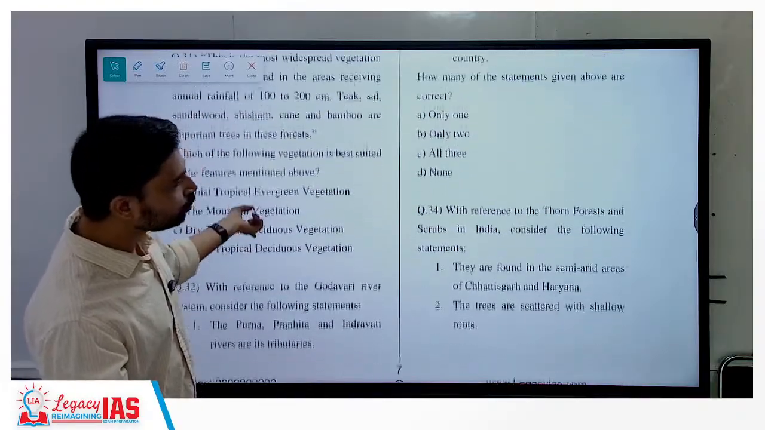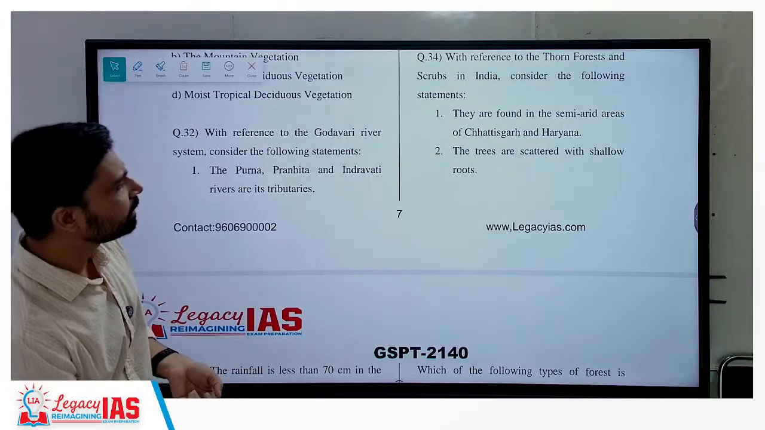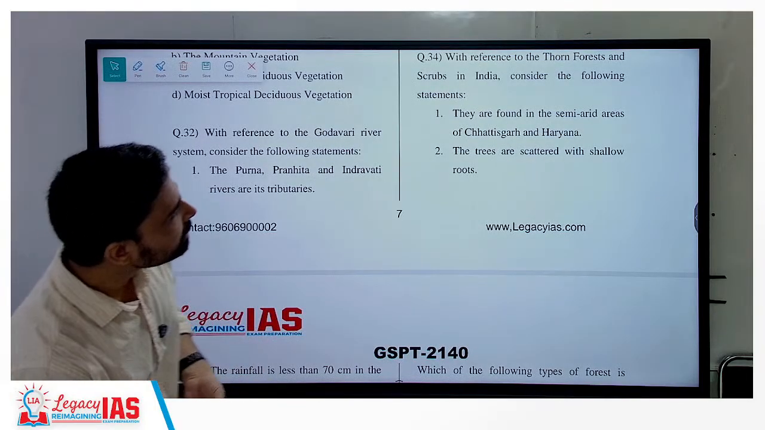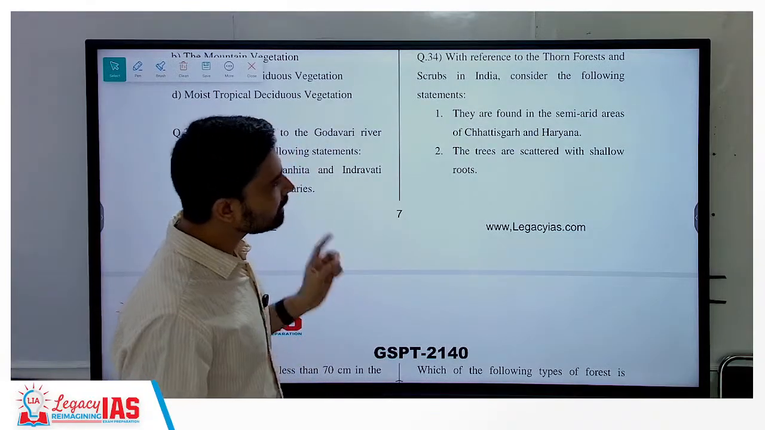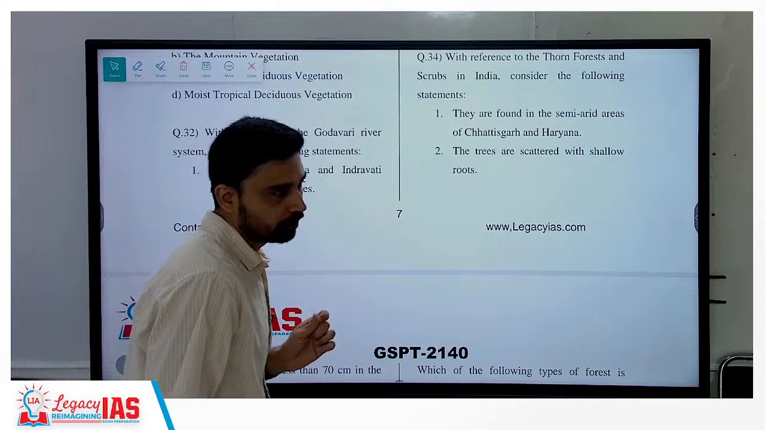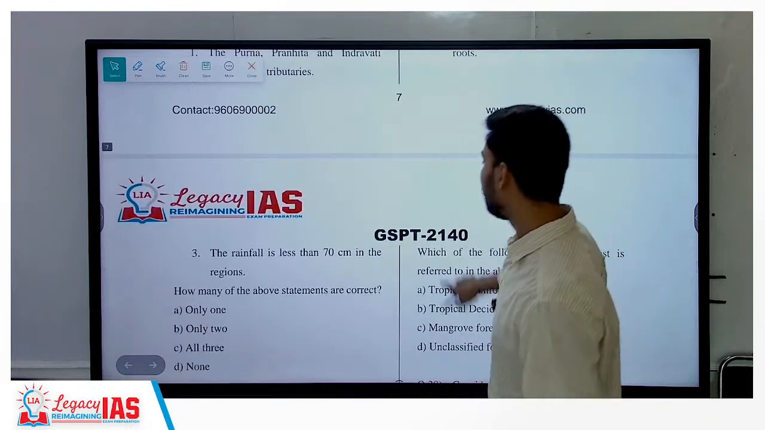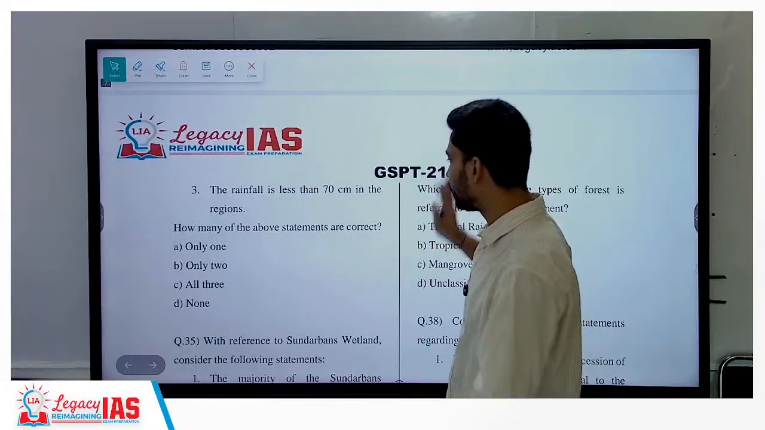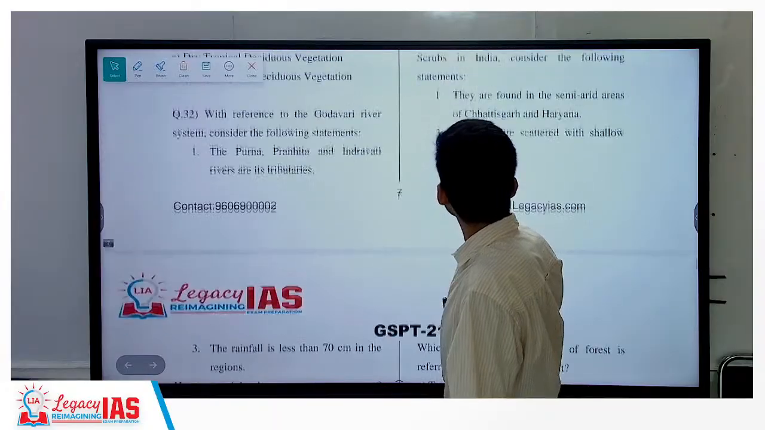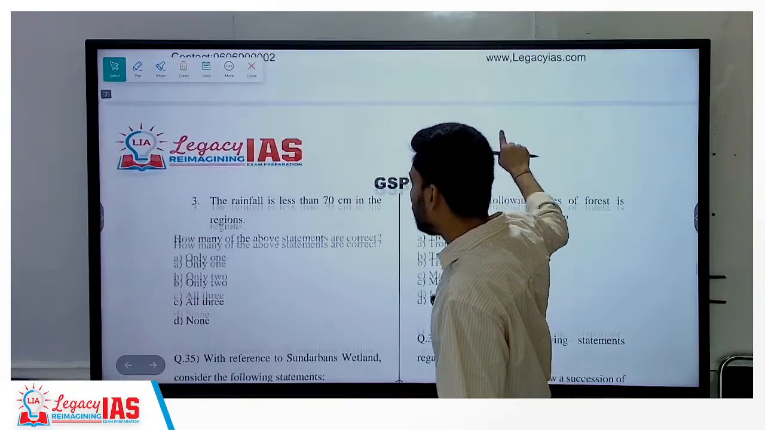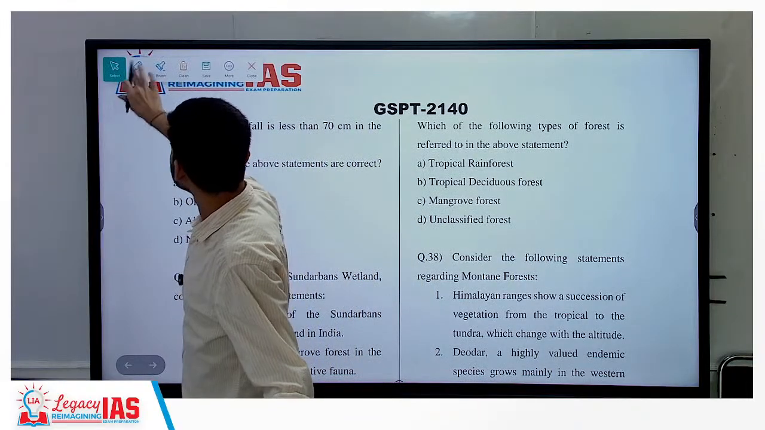Then with reference to thorn forest and scrubs, consider the following statements. They are found in semi-arid areas of Chhattisgarh and Haryana. True. Trees are scattered with deep roots, okay, that's how they can extract water. Second is incorrect. Rainfall is less than 70 centimeter in the region. Correct. So what is the correct option? B. Only two. First and third are the correct ones. Second is incorrect. So only two we have.